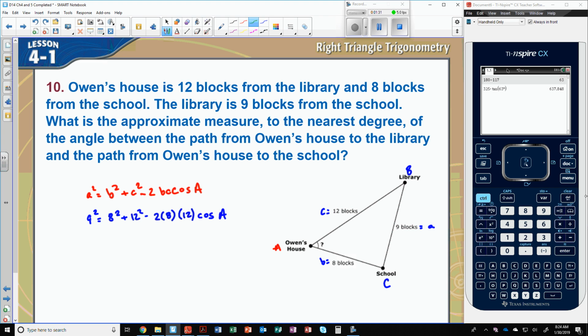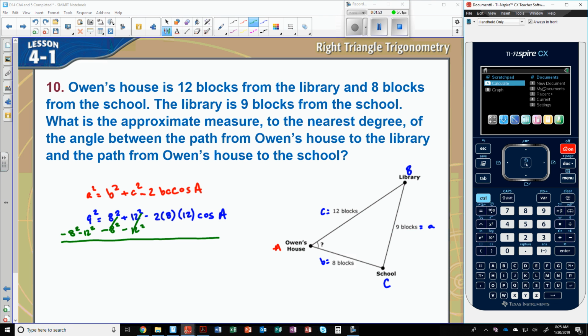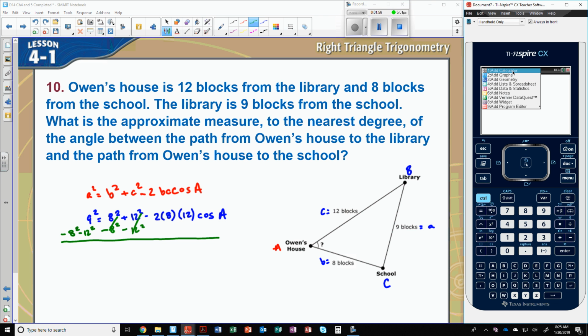What I will do is type in the math here and simplify this first. I want to get cosine by itself, so the first thing I'm going to do is subtract the 8 squared and subtract the 12 squared from both sides. Okay, so I'm going to get this just as a number. I have 9 squared, and I want to subtract 8 squared and subtract 12 squared. So I get negative 127 on the left side.